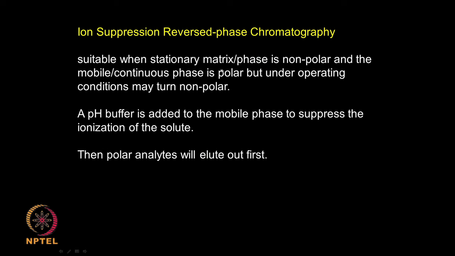So, when the stationary matrix is non-polar, like a hydrophobic material, and the mobile phase is polar, like water or acetonitrile, sometimes because the protein starts ionizing, it may appear polar. So, a pH buffer is added to the mobile phase to suppress the ionization. Then it will look like a reverse phase chromatography or a hydrophobic interaction chromatography. This is ion suppression. These are modified versions of the basic 4 types of chromatography, like your gel filtration, affinity, ion chromatography, and hydrophobic interaction or reverse phase chromatography.